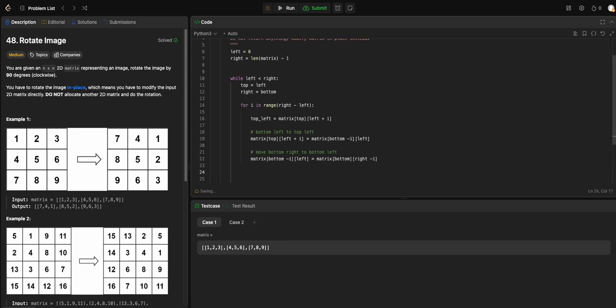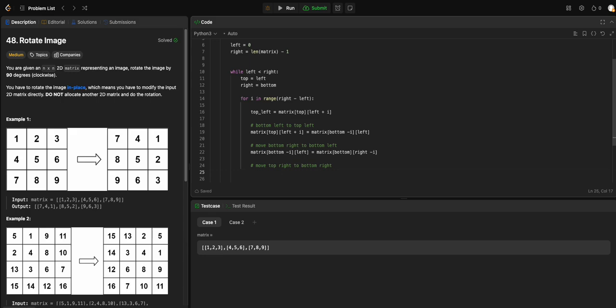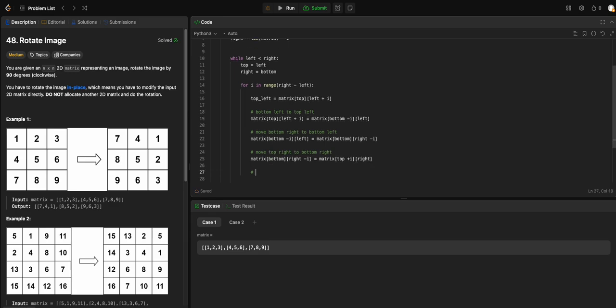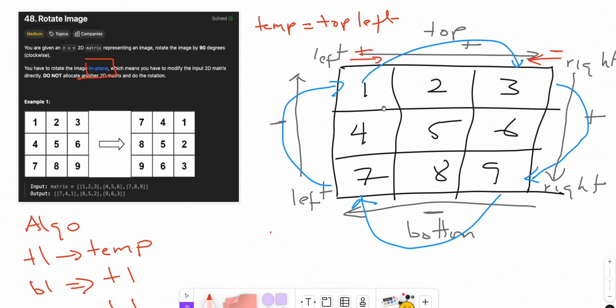Now here we move top right to bottom right: matrix[bottom][right - i] equals matrix[top + i][right]. Then the temp is what we use for the last piece.